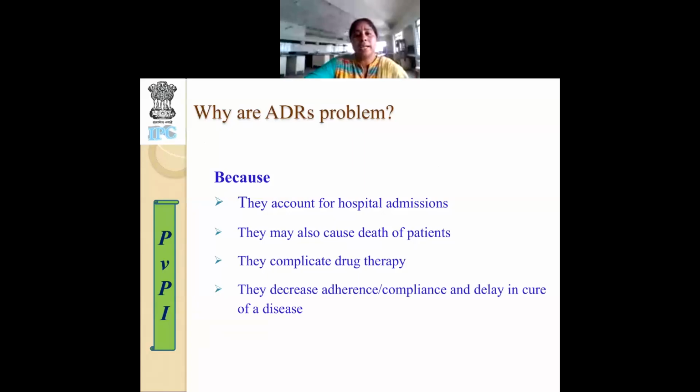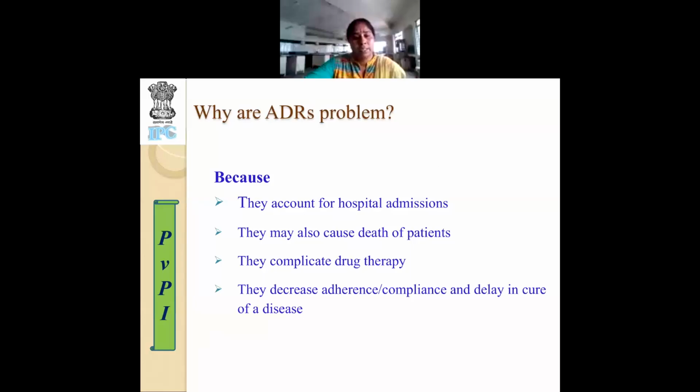Yes, ma'am. So why are these ADRs a problem? Because they account for hospital admissions. Many admissions are due to adverse drug reactions. Here in our hospital itself, one patient developed a severe cardiac arrest due to the test dose of ceftriaxone. The test dose led to cardiac arrest, and then the patient was treated and revived. That is another point: there are hospital admissions due to these adverse effects of drugs, and they may also cause death of the patient. But I have not received any report of patient death due to adverse drug reactions in my hospital so far.